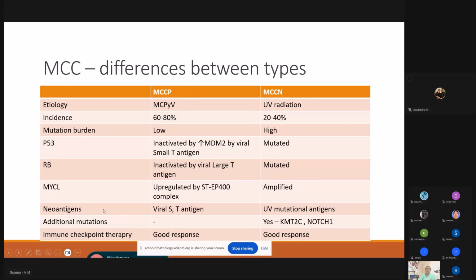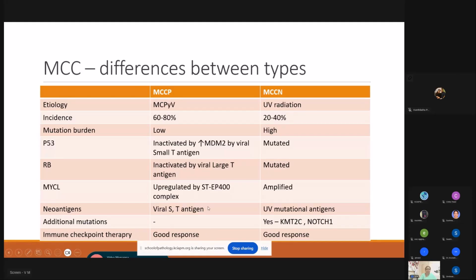Now, what are the new antigens that are being expressed by the tumor cells? It is the viral small and large T antigens. On the contrary, in the ultraviolet pathway, it is the mutational antigens. The mutation occurs because of which there are new antigens that are being expressed. Now, the MCCN pathway is more dangerous because it can result in additional mutations.